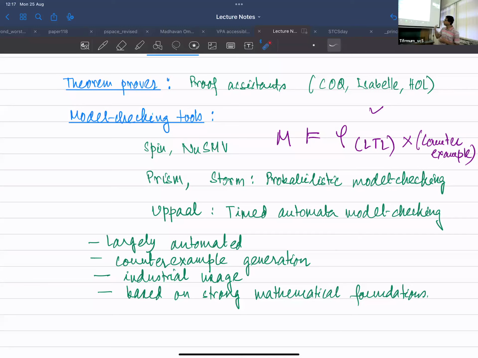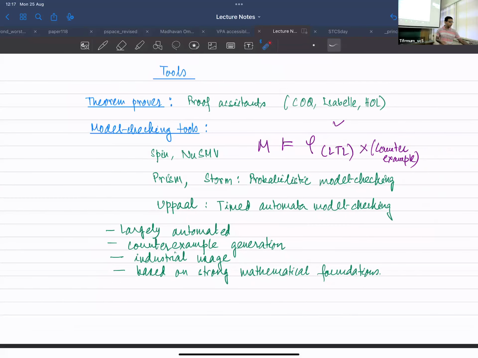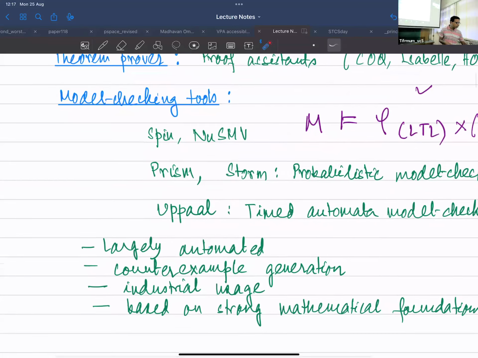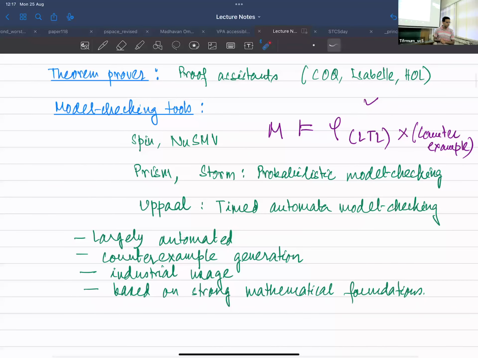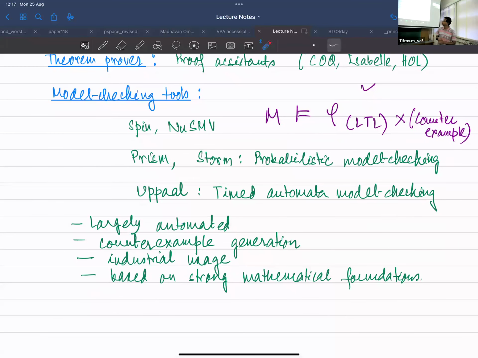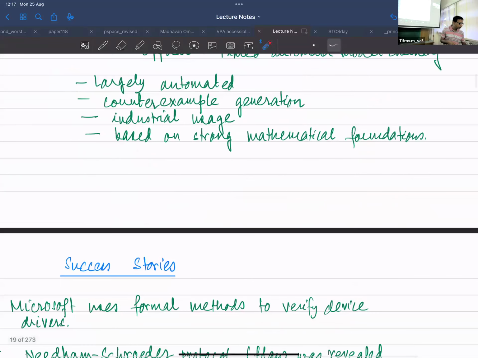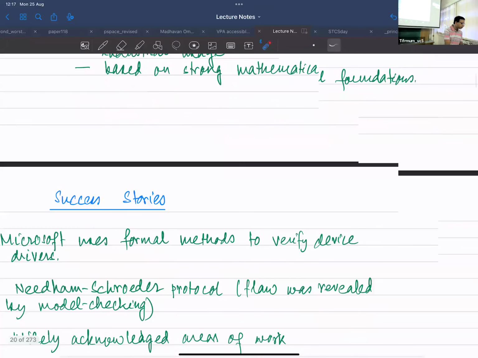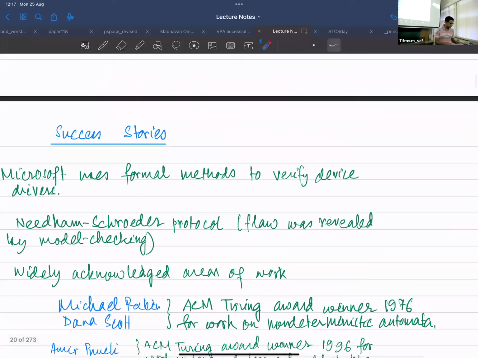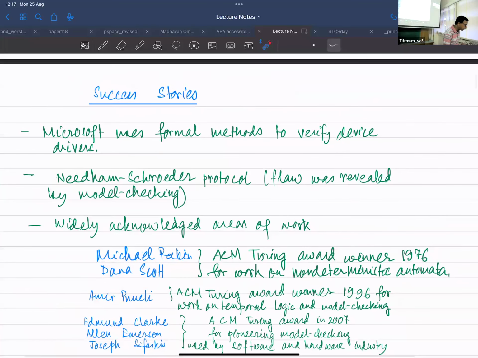And there are tools for timed automata, which is called UPPAAL. There are different kinds of such tools, and all of these are fairly automated. There is counterexample generation, and UPPAAL, for example, is also used in industry. And again, we will see that when you provide a guarantee, it comes with mathematical guarantees.